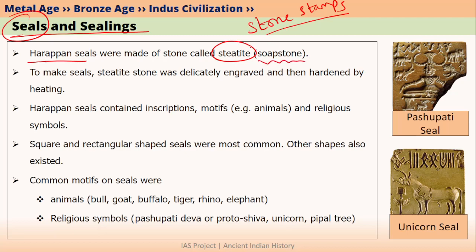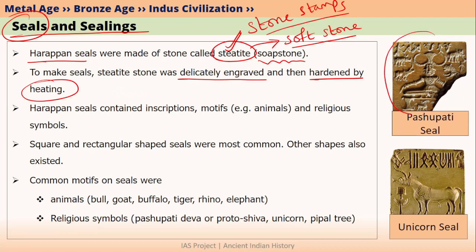Harappan people preferred to make seals using steatite because steatite is a soft stone. You can easily cut as well as carve steatite stone. That is why Harappan people used steatite to make their seals. They took this steatite stone and they delicately engraved it. And after engraving, they hardened the stone by heating it. So after engraving, heating and hardening, they used this stone as a seal.